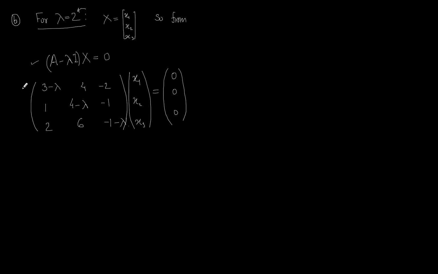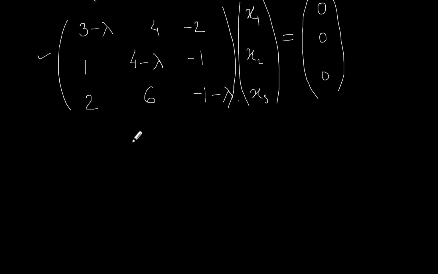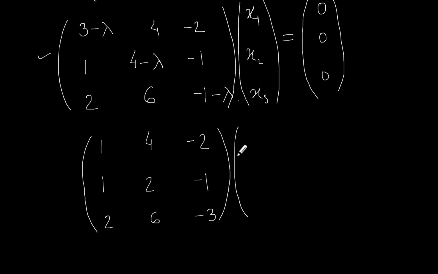Now let's come to lambda equal to 2. Again we have this equation. Now put lambda equal to 2 in this equation. We will get the matrix such as this. Again we will multiply this matrix to the corresponding eigenvector, and we will get again a homogeneous system of linear equations.